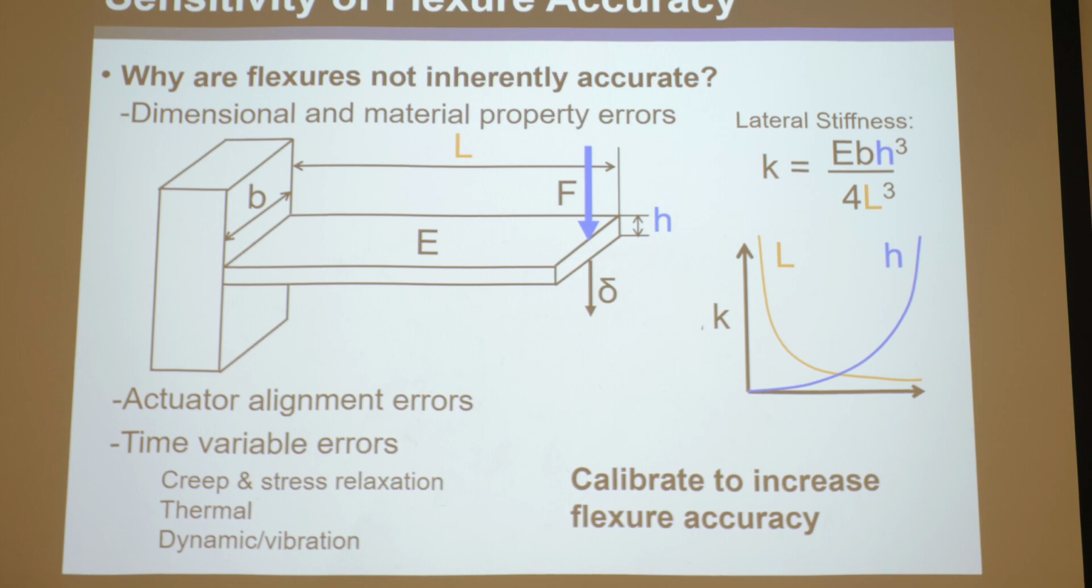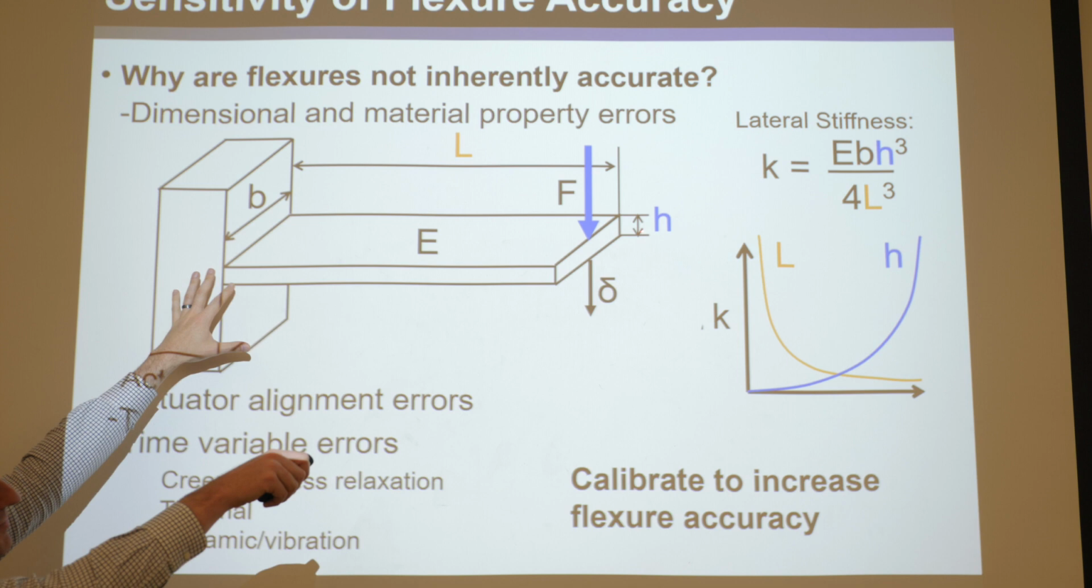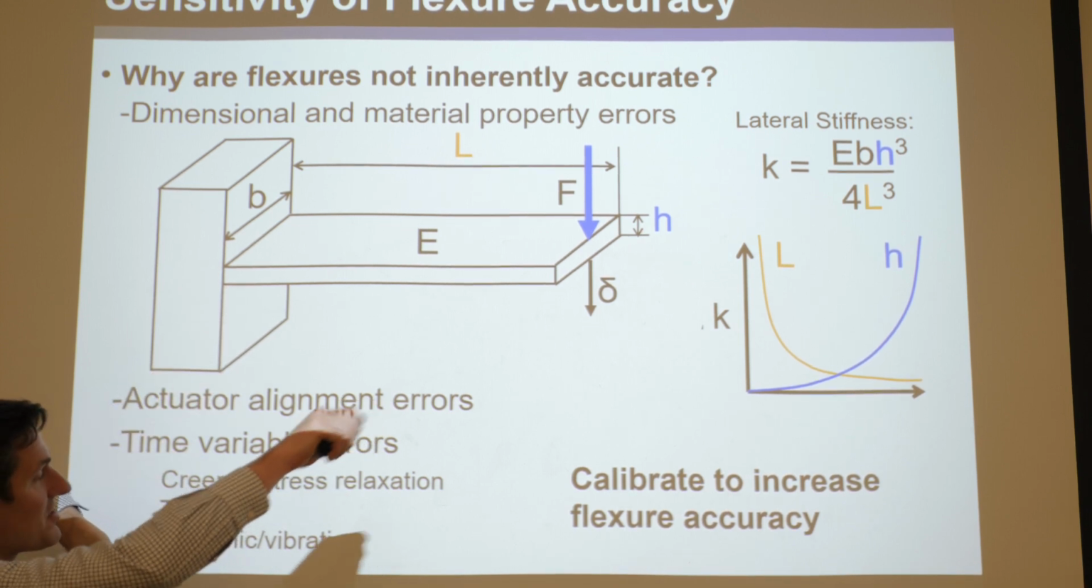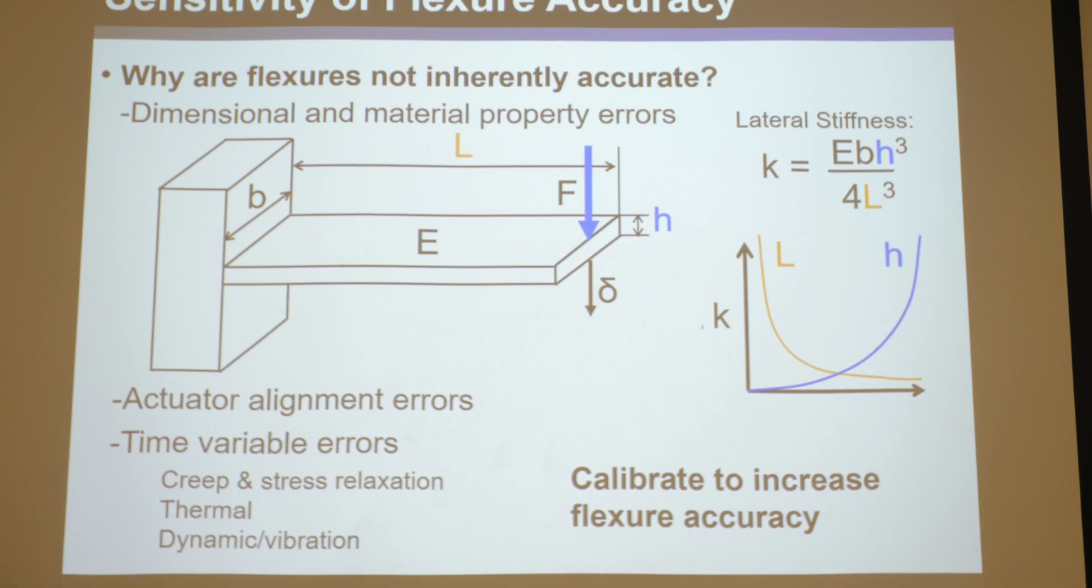And then even your force is not going to be exactly what you want, and it's probably not going to be in the same direction, right? So that's the other thing, actuator alignment. Not only is it tough to get the parameters exactly how you want, and it's going to change the stiffness, the actuator you're never going to be able to align perfectly, okay?